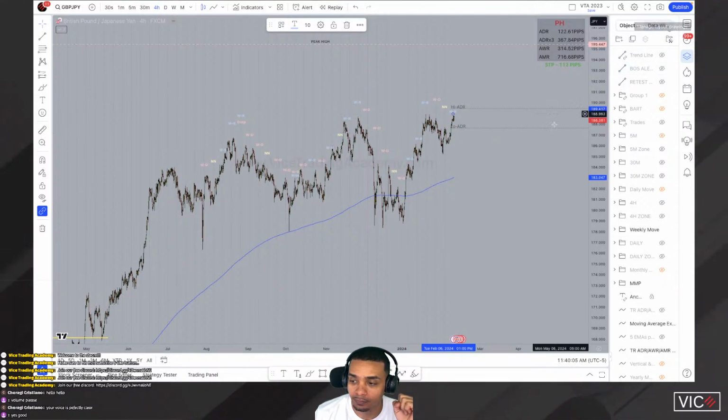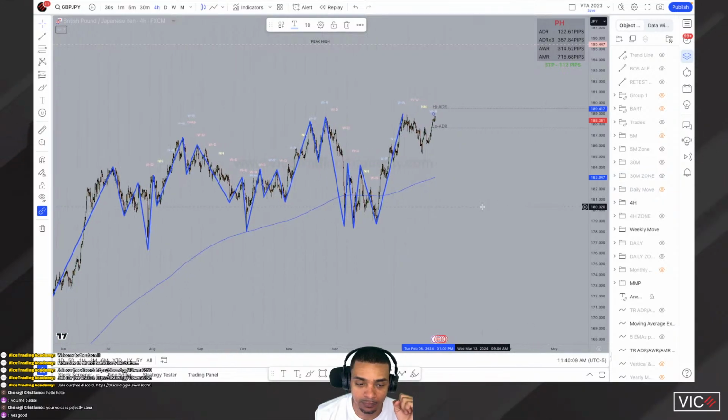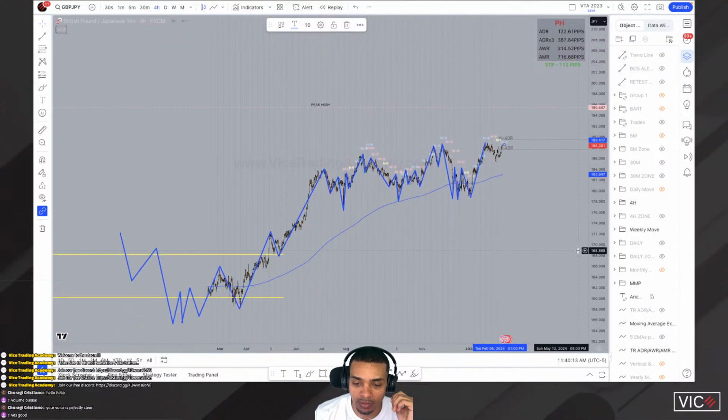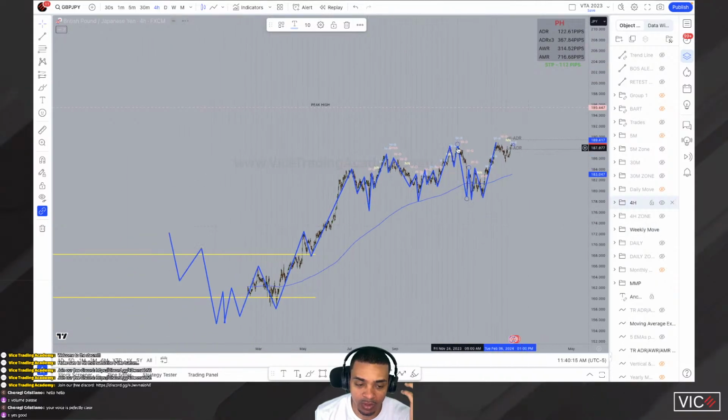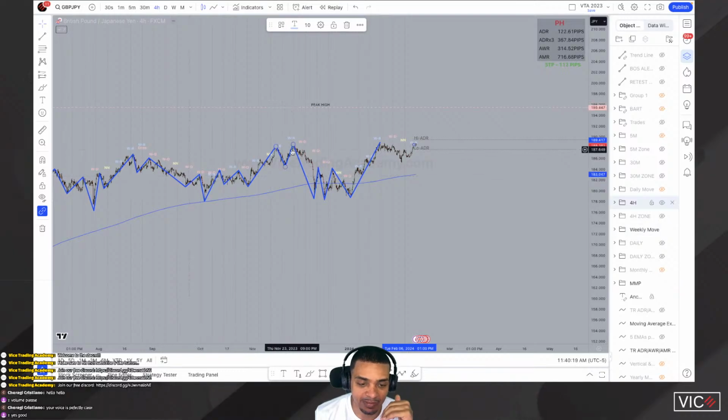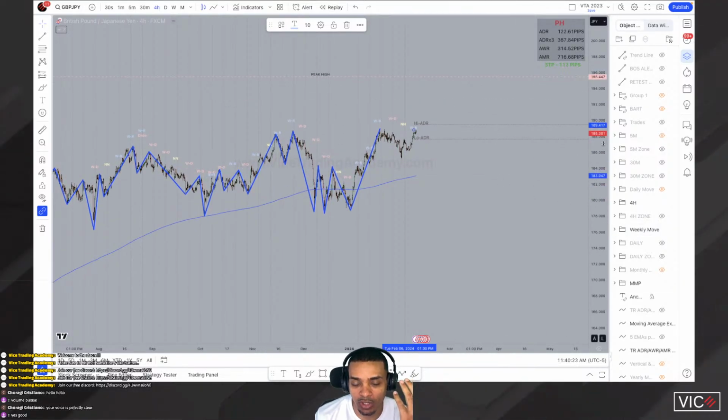All right, 4 hour structure for you guys who are following it. You can see it. It's a whole bunch of garbage. That's why I'm not marketing. Changes to the top side, changes to the bottom, changes to the top side, changes to the bottom. Is that what you want to trade, or do you want to trade a break of structure, retest, break of structure, retest? That's easier than change, change, change, change, change.